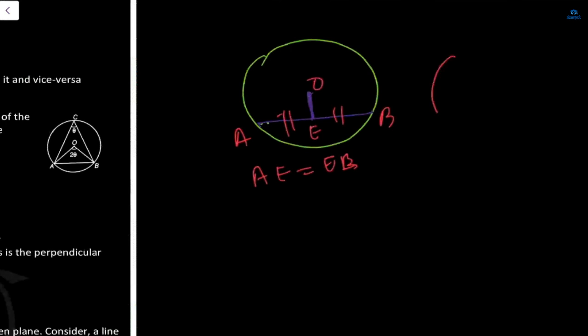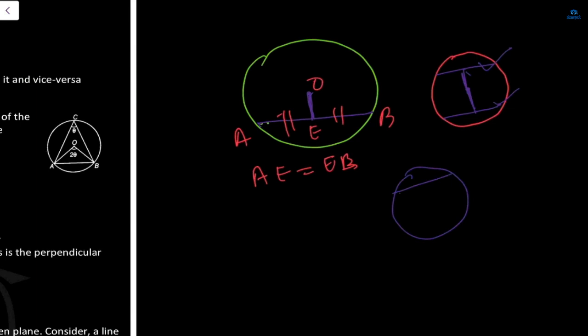Okay, if there are two chords, I am drawing two chords, one here and one here. And this is the center. Now if this distance is same as this distance, then the chords' lengths are also same. Okay, understood? It may be that one chord is here and one chord is here. But if the distance between the center and the chord is same, then the length of the chord will be same.